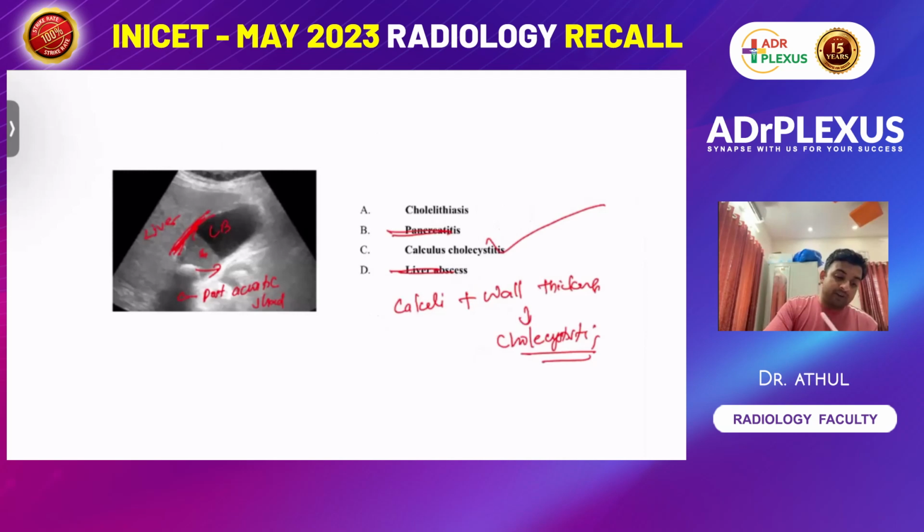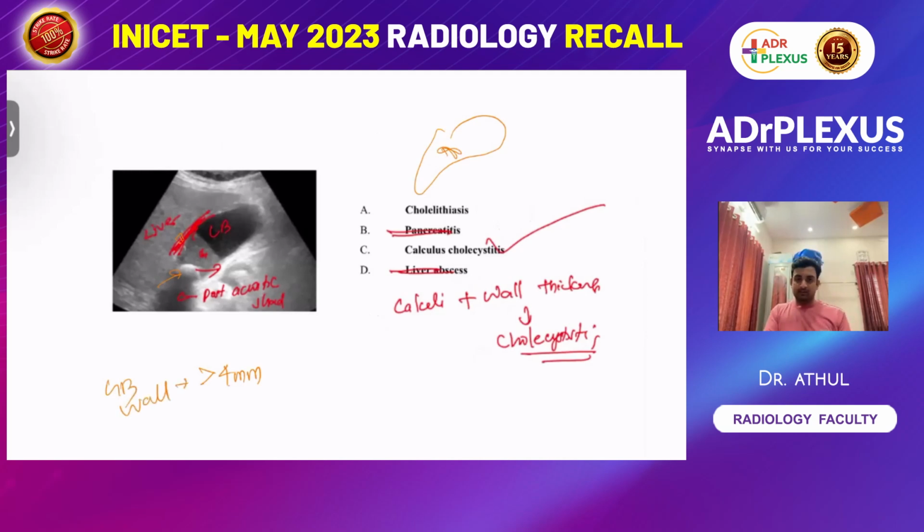So you know how to find a polylithiasis, right? In gallbladder, you will be able to see a calculi like this. And what happens in cholecystitis is there will be thickening of the wall of the gallbladder. So this is how you identify polylithiasis, choledocholithiasis, and cholecystitis. The wall of the gallbladder will be more than 4 mm in thickness. So that is the finding in cholecystitis.